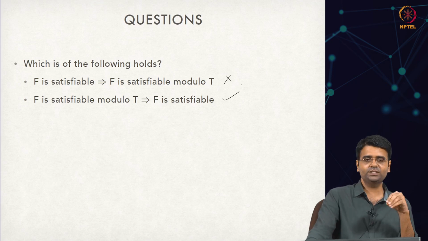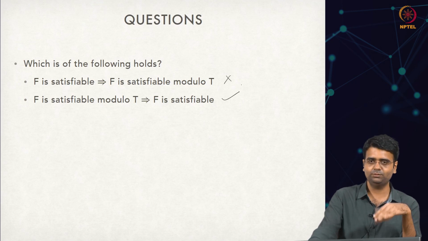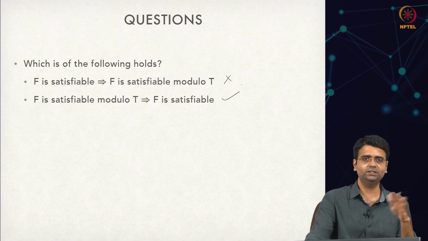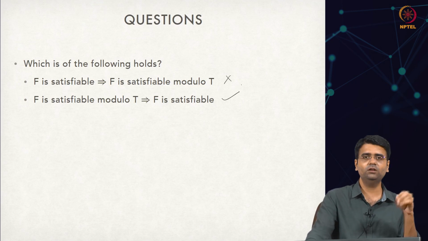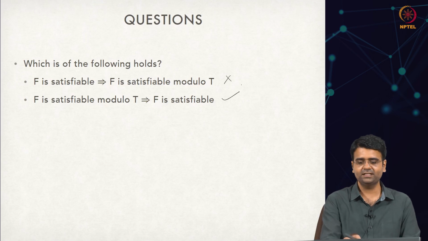So if you want to say that F is satisfiable modulo T, then there must exist a T interpretation, which means an interpretation which obeys all the axioms of the theory. So only if such an interpretation exists and it is a model of F, then we say that F is satisfiable modulo T. However, if F is satisfiable modulo T, then that does imply that F is satisfiable.